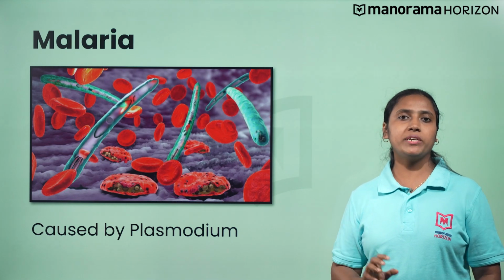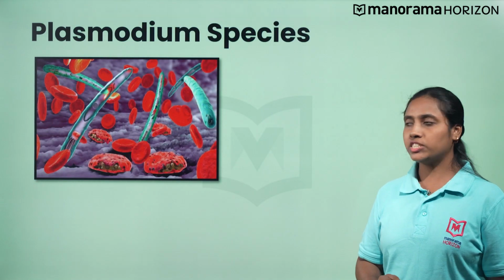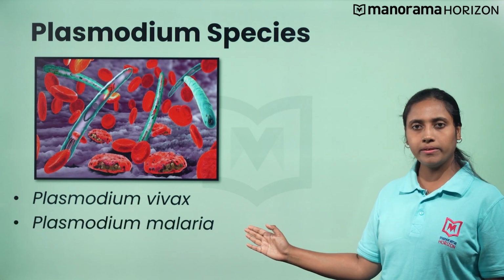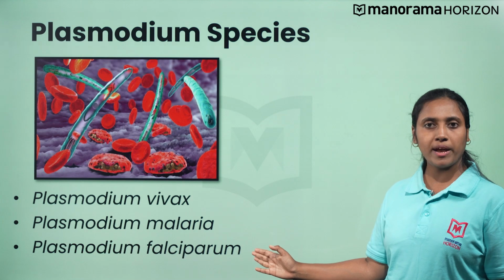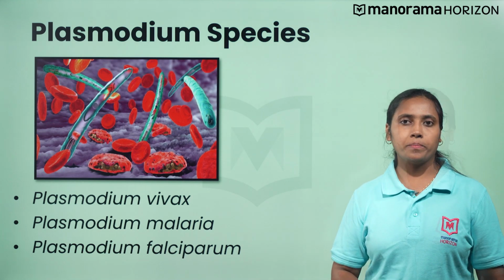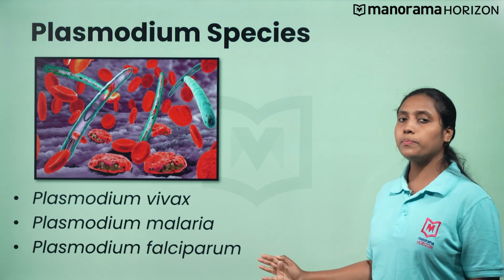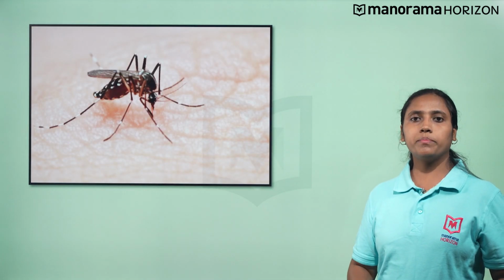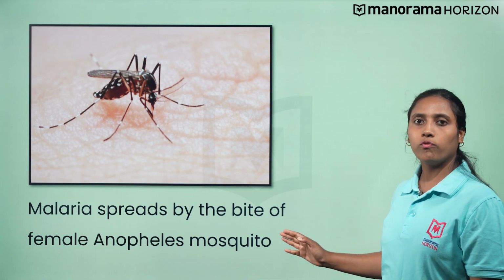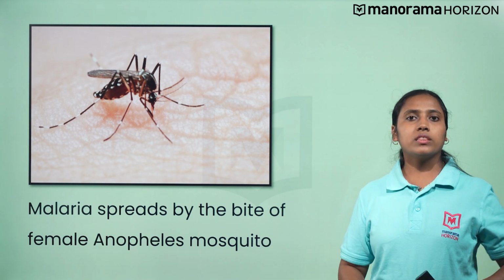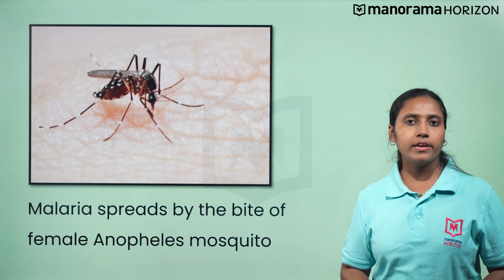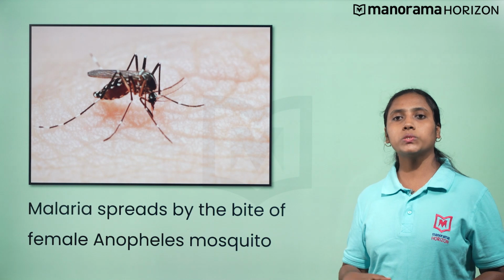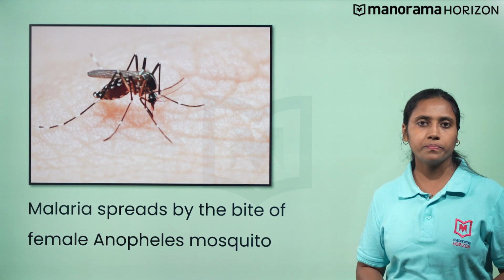There are different species of Plasmodium such as Plasmodium vivax, Plasmodium malariae, Plasmodium falciparum, etc. Among them, Plasmodium falciparum is the most fatal one. Malaria is transmitted by the bite of the female Anopheles mosquito. The Plasmodium reaches the blood and releases hemozoin, a toxin which causes chills and high fever.